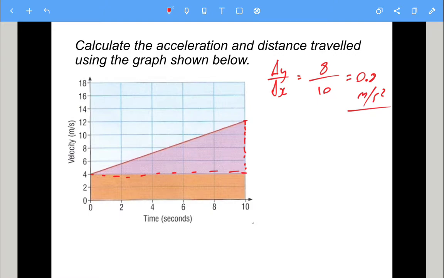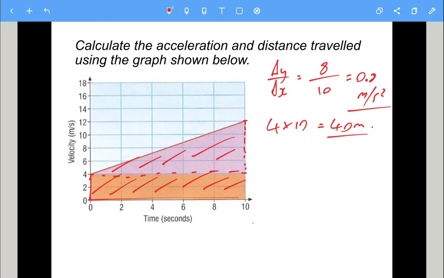So that's the acceleration. And then the total distance travelled, we've got to calculate the area of these two shapes. So we've got a rectangle and we've also got a triangle. So let's do the area of the rectangle first. So the rectangle is 4 multiplied by 10. So 4 times 10 is obviously 40 meters. And then we just need to do the area of the triangle.